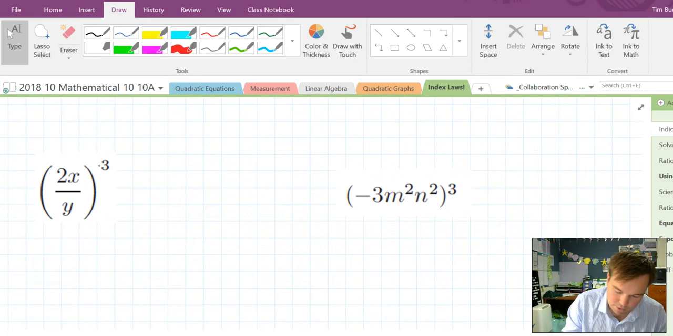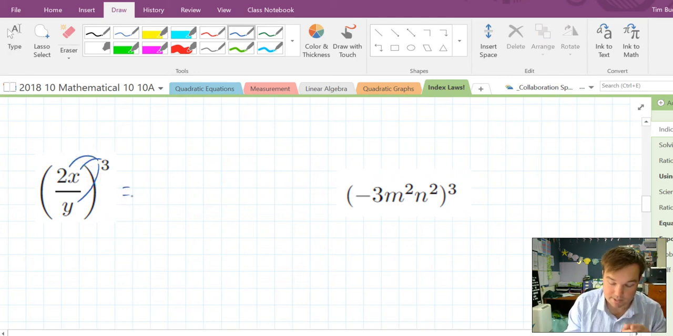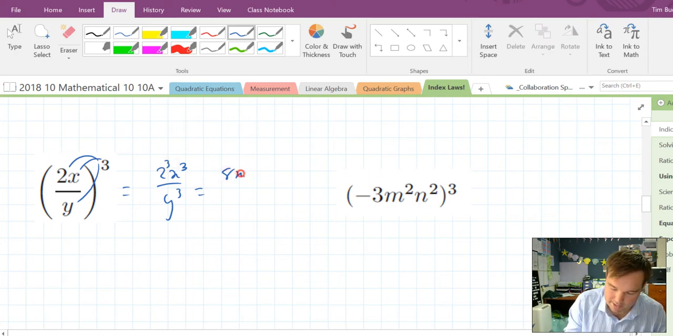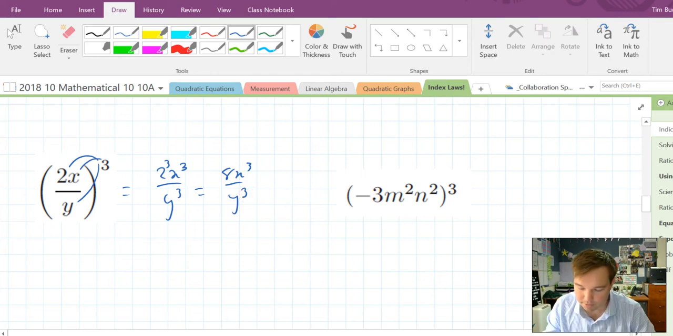Hanging down, this 3 applies to everything. Note, a common mistake would be to write 2x to the 3 over y to the 3. It's a mistake because people forget to put the 3 into the 2 as well. So that's really 8x to the 3 over y to the 3. Here, the 3 applies to everything.